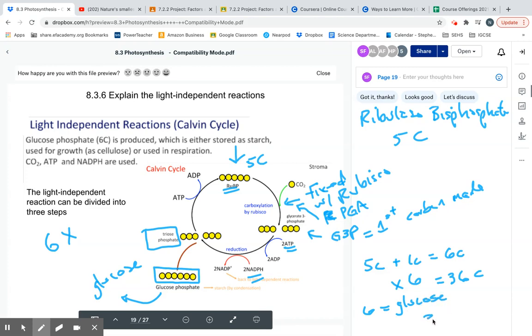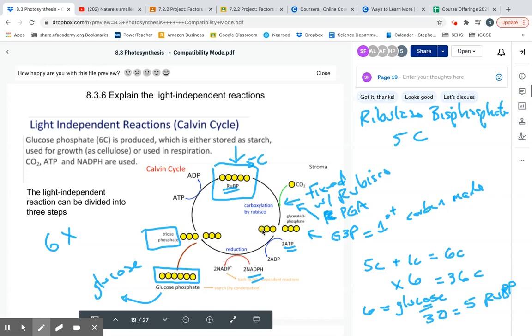which leaves 30 more to make 5 RUBPs. And that is how we make our glucose, but also regenerate this very important 5-carbon molecule that will be there all the time. So that's the Calvin cycle.